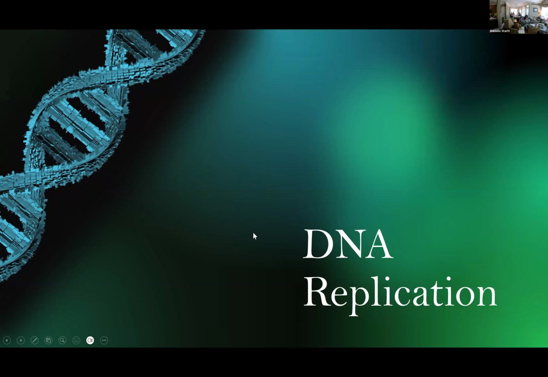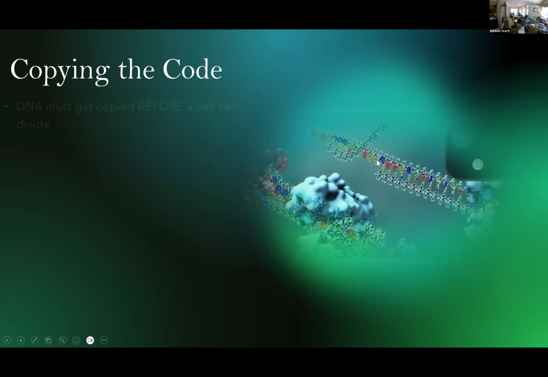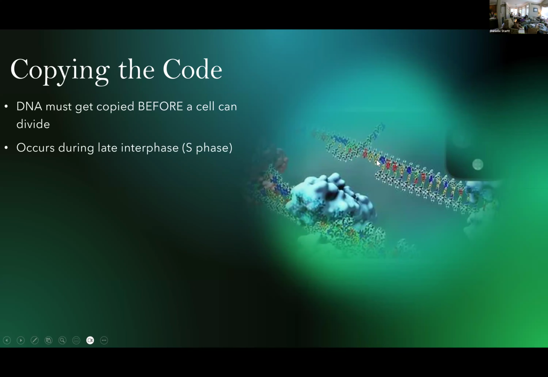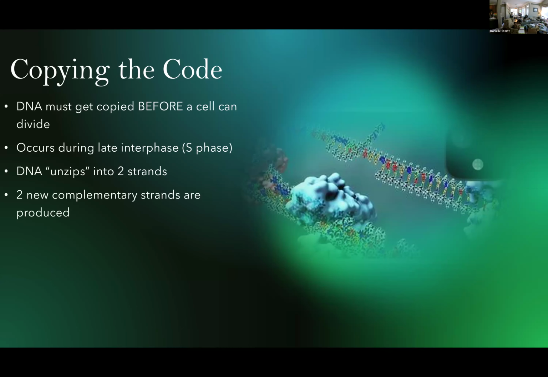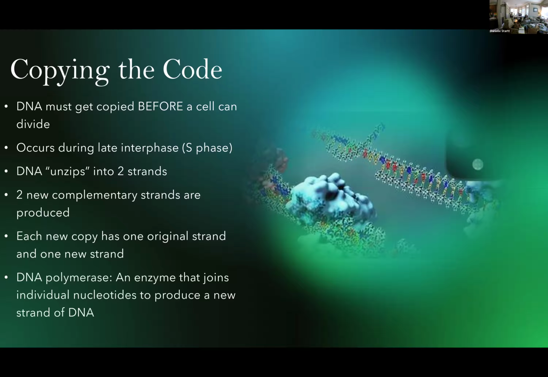All right. So how does it replicate? How do we copy the code? DNA has to get copied before a cell can divide. It occurs during late interphase or S phase. It unzips into 2 strands. Then you have 2 complementary strands that get produced, and each new copy has 1 original strand and 1 new strand. Then you have DNA polymerase, an enzyme that joins individual nucleotides to produce a new strand of DNA.